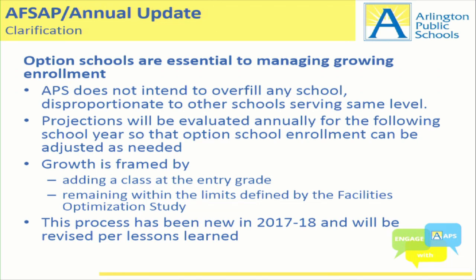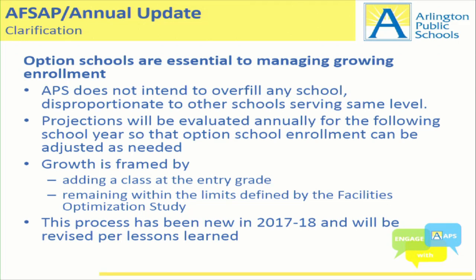the AFSAP and how we approached it this year is sort of a planning document for us. It's documenting what we're thinking and how we're approaching it. And I wanted to make really a clear statement that option schools are essential to how we're managing growth and enrollment across APS. I know that in the document, some people have read that APS intends to fill some of our schools. Our intent is not to overfill any school in disproportion to the other schools serving those same levels. We want to make sure that we're spreading students across schools as much as we can and use those schools to help us. We'll use the projections annually for the following school year, and again, determine whether or not we need to make adjustments, either growing or reducing the number of classes at an option school.